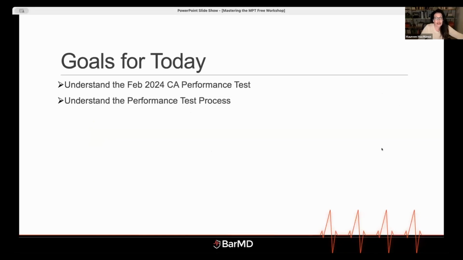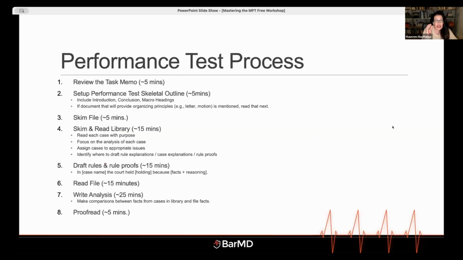All right, so that being said, let's do a little bit of an overview of the performance test process. So goals for today, we're going to understand the February 24 California PT, and we're going to understand the performance test process. So I'm going to walk through this a little bit right now, and then we're going to dig into the February PT.